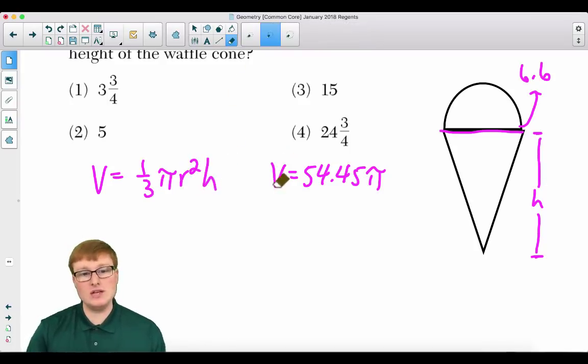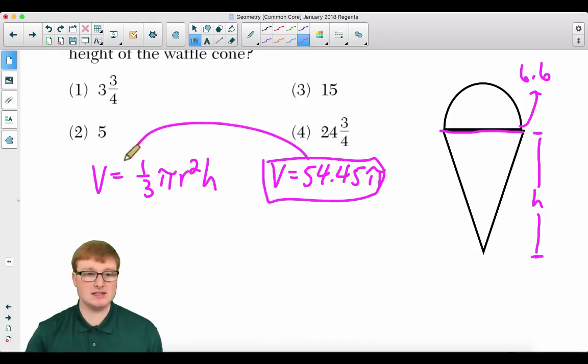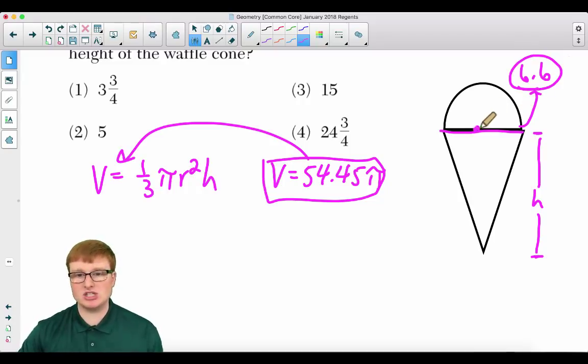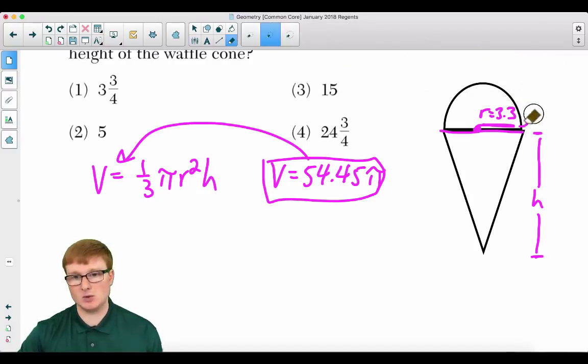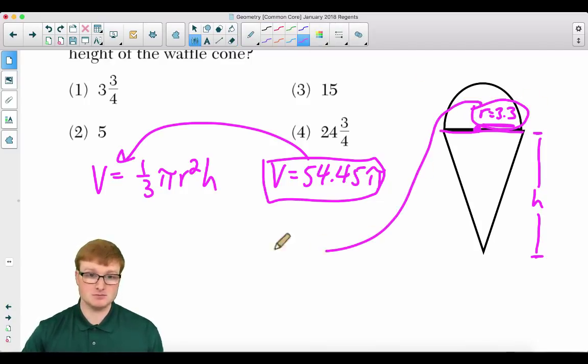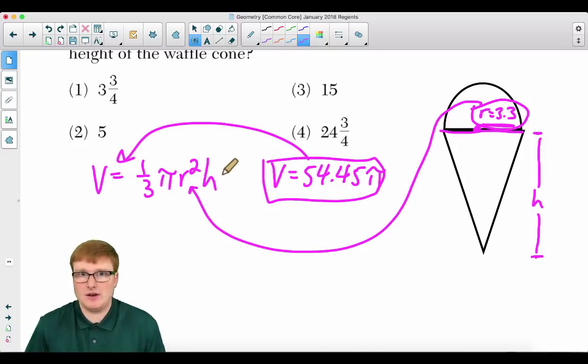So we know a couple of things. We know the volume, so we could plug this into the V. We know that the diameter is 6.6. So if the diameter is 6.6, your radius is actually half of that, which is the number 3.3. So we're not actually using 6.6 in this equation. We're using 3.3. So I'm going to take 3.3 and plug it into r. What do you know? We just have one unknown. It's the height. We're trying to find the height.